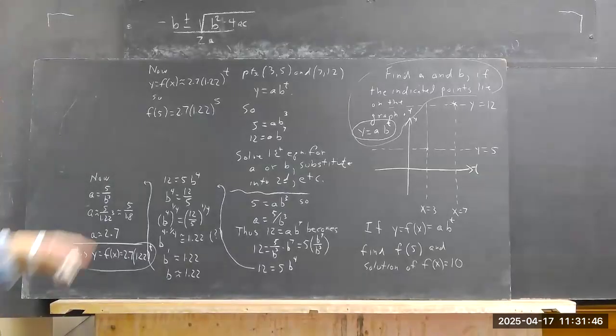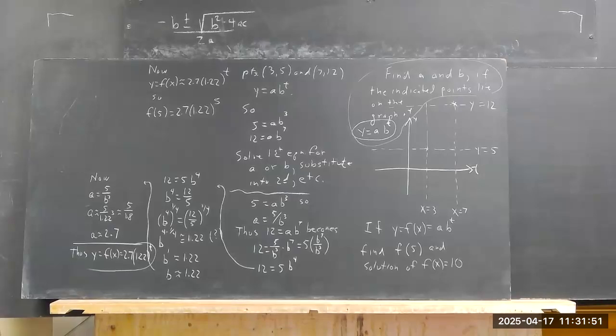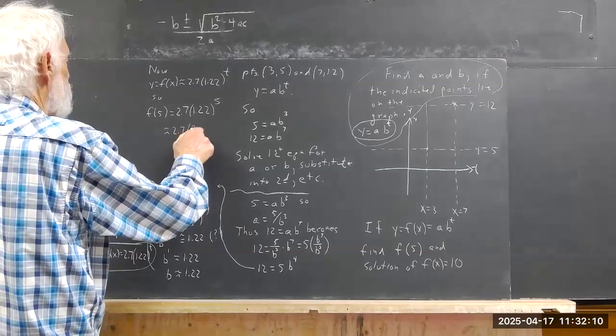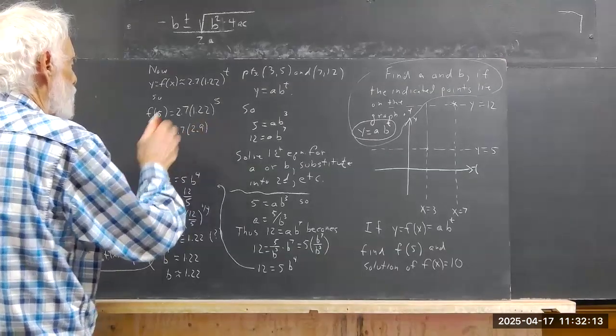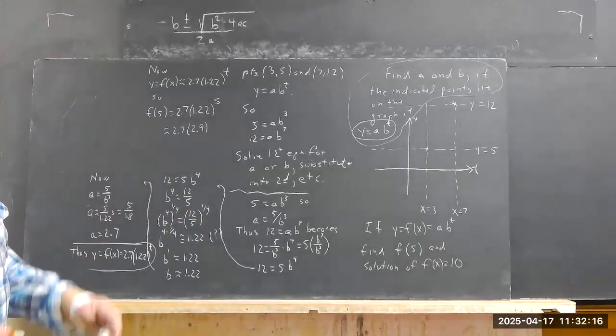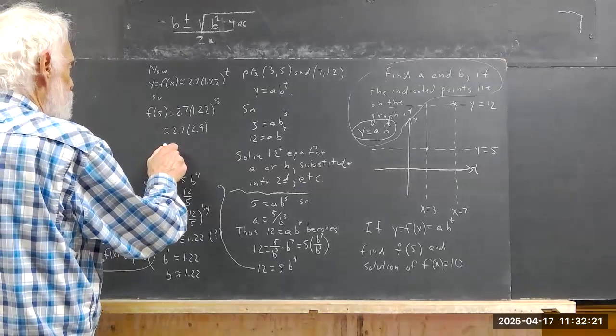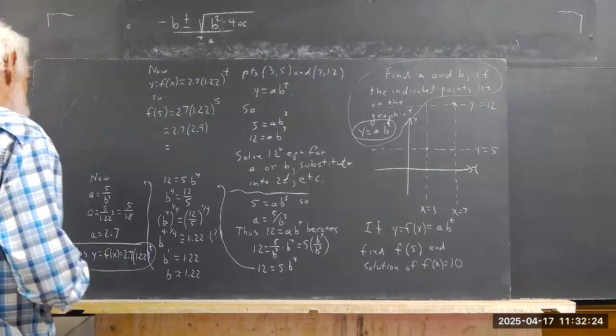So f of 5 is 2.7 times 1.22 to the fifth. And 1.22 to the fourth is 2.4. Then 20% of 2.4 is about 0.5. It's going to be about 2.9, maybe even 3, because any errors that I make in my mental calculations are going to start accumulating. So don't expect me to be totally right on any of these.